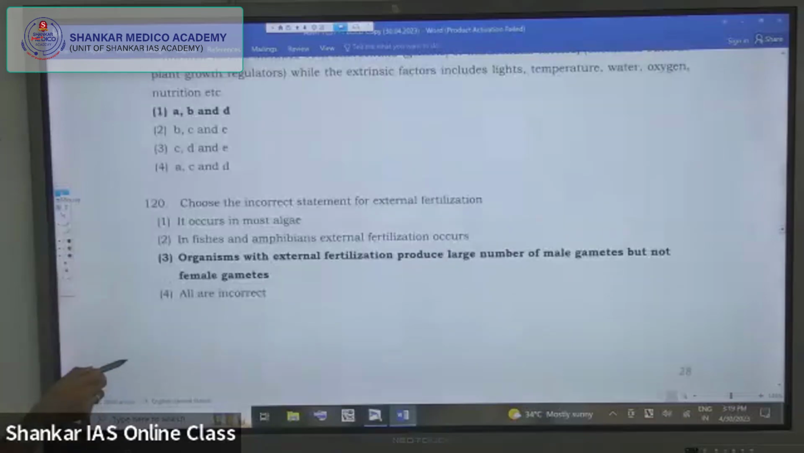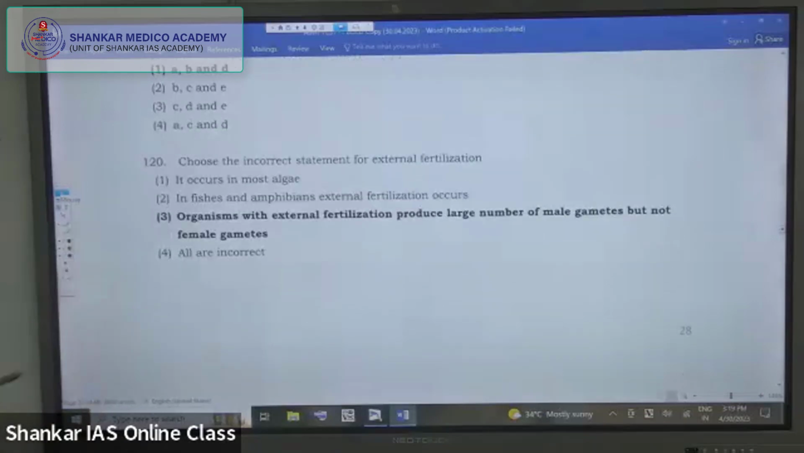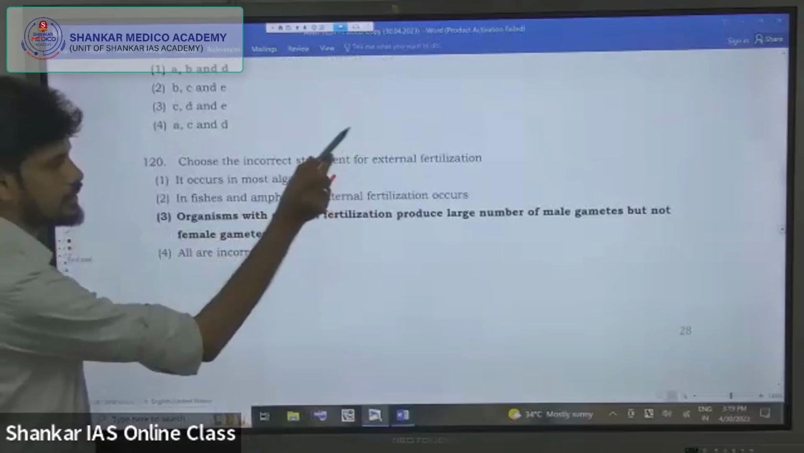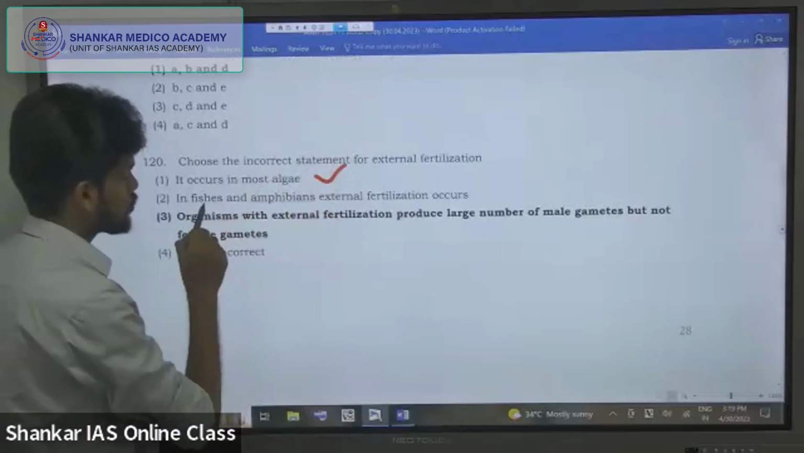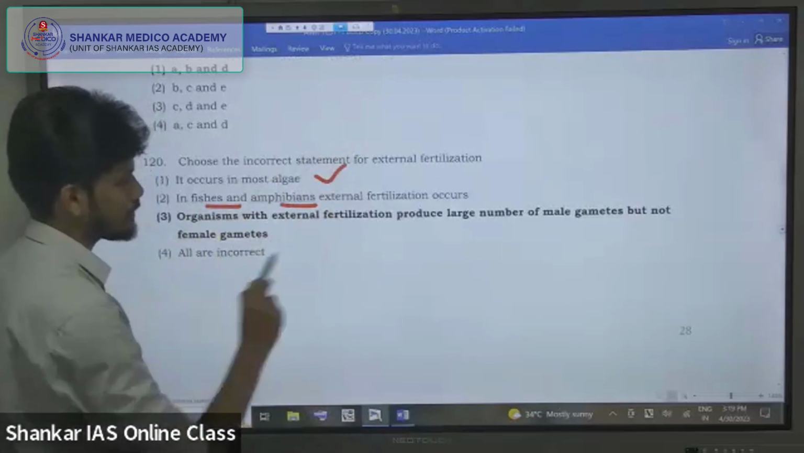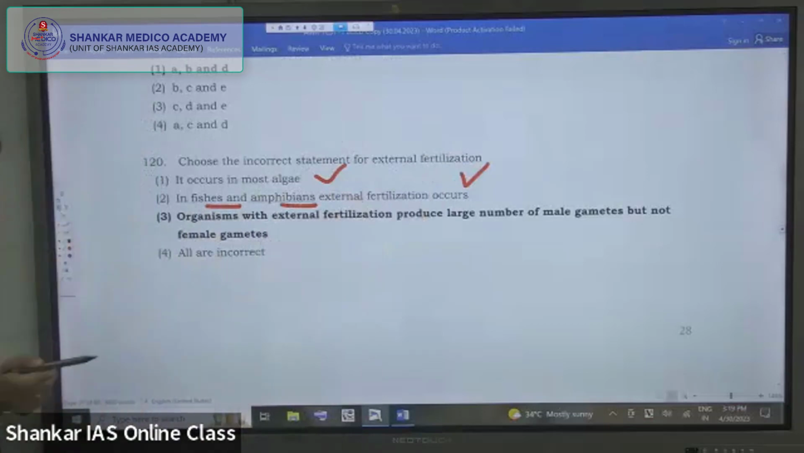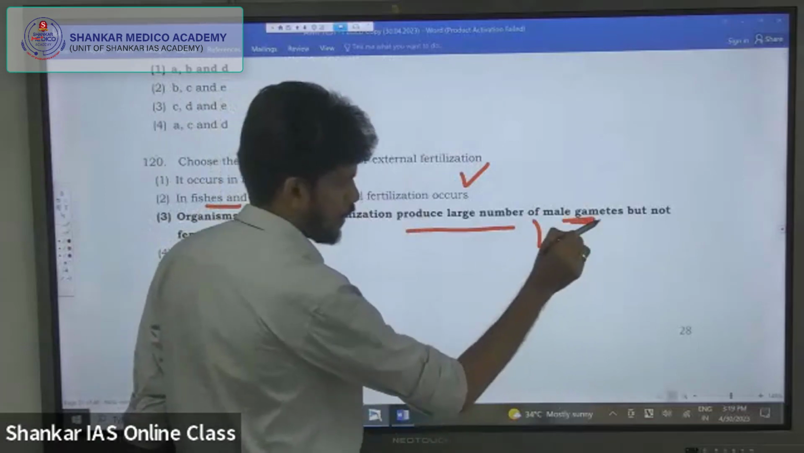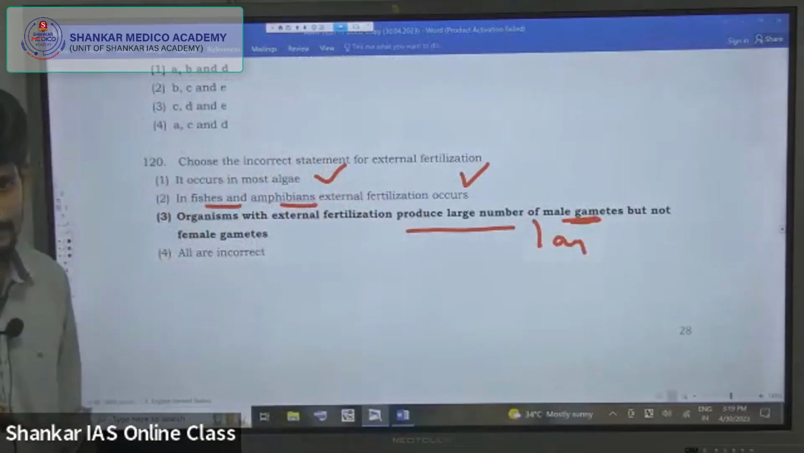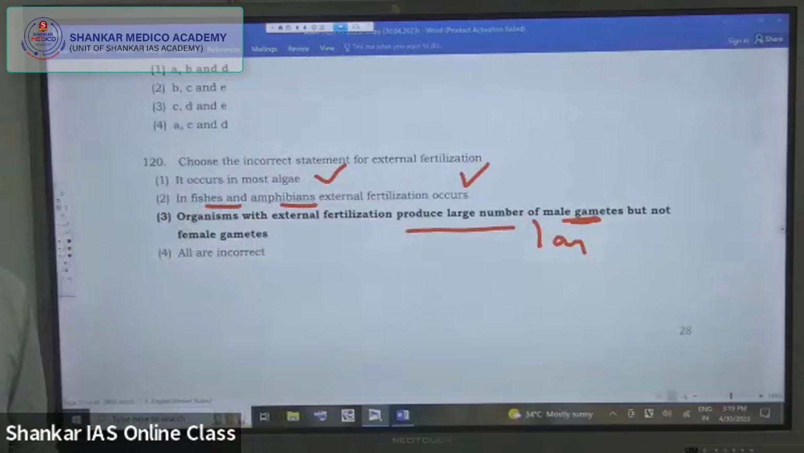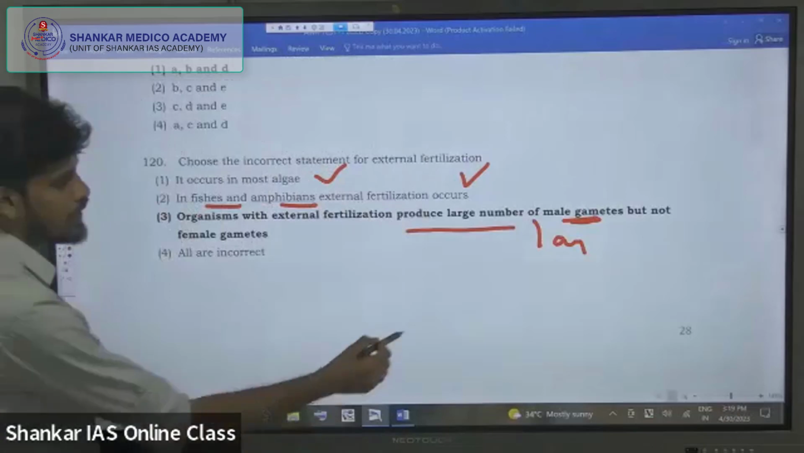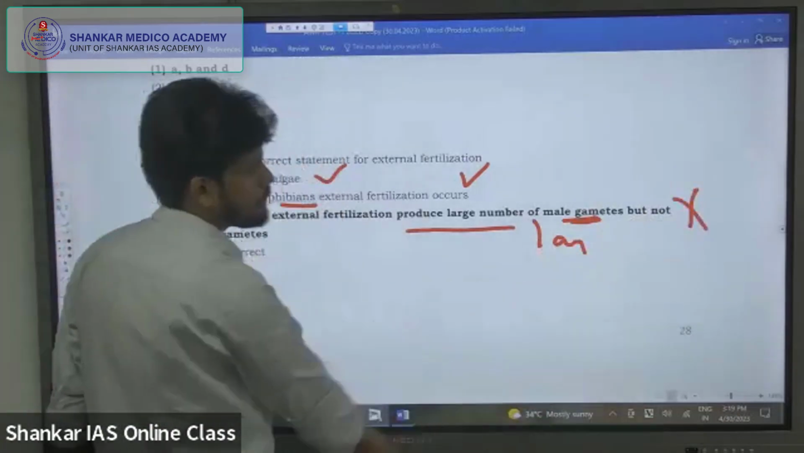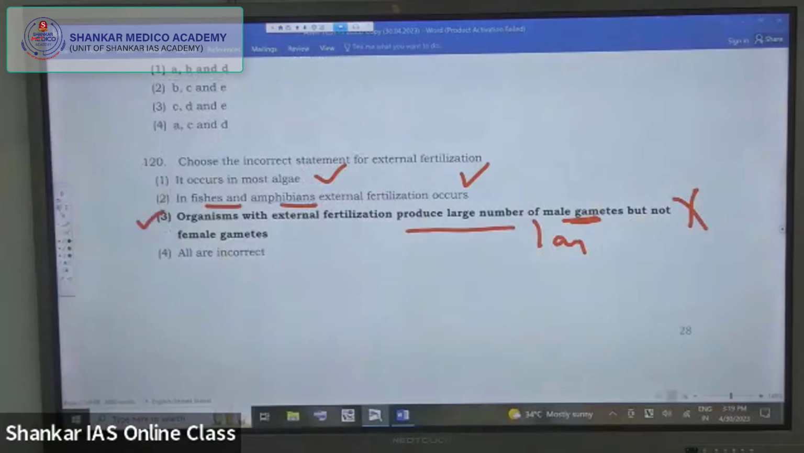Then choose the incorrect statement for external fertilization. External fertilization mostly occurs in the algae. That is also correct. It also occurs in the fishes and amphibians. That is also correct. Organisms with external fertilization produce a large number of gametes, not only male gametes. So it is applicable to large numbers of gametes for both, not only for male gamete. So this will be the wrong statement. So option 3 will be the correct one.